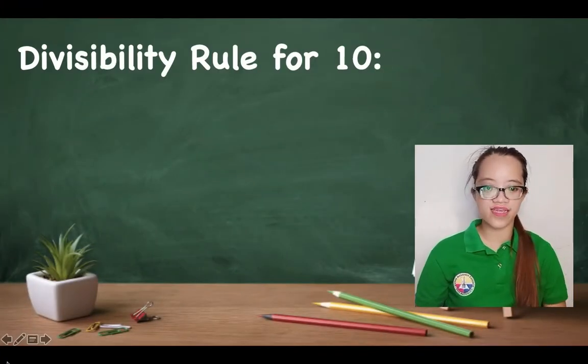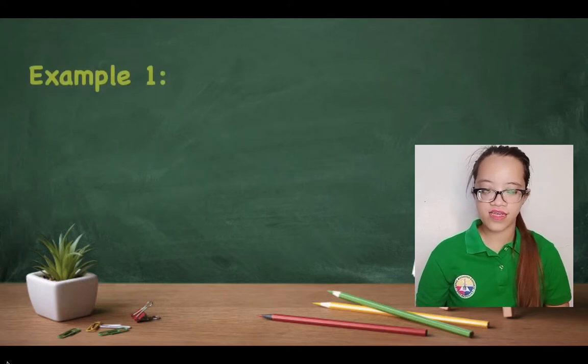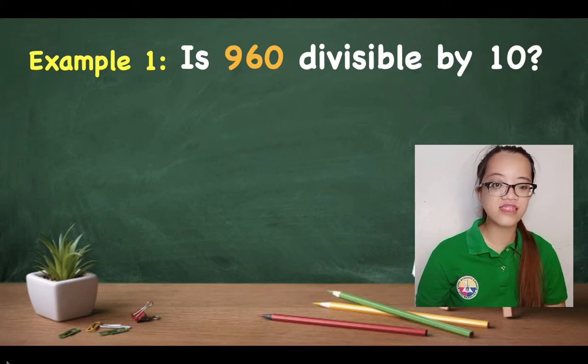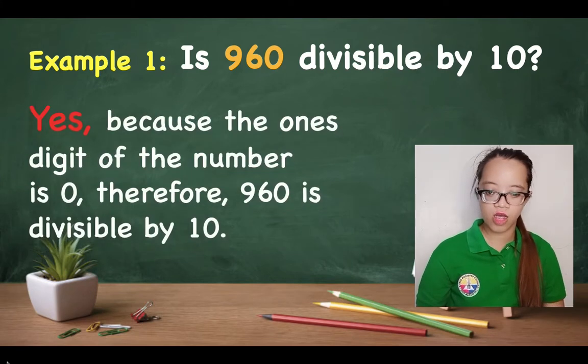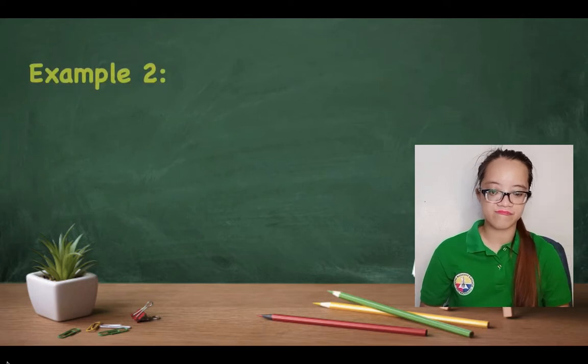Divisibility rule for 10. A number is divisible by 10 if the ones digit of the number is 0. Example: is 960 divisible by 10? The answer is yes, because the ones digit of the number is 0. Therefore, 960 is divisible by 10.